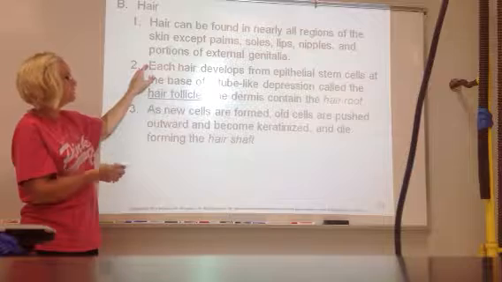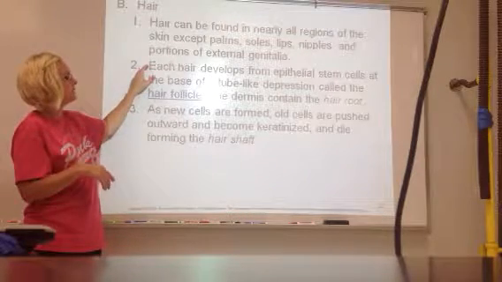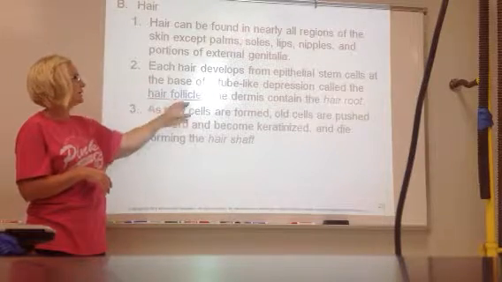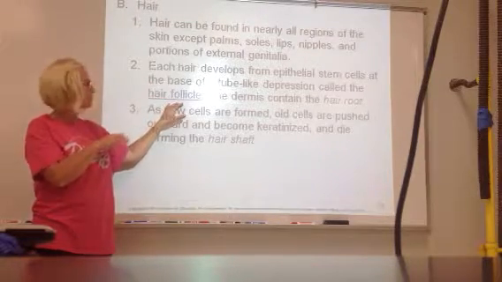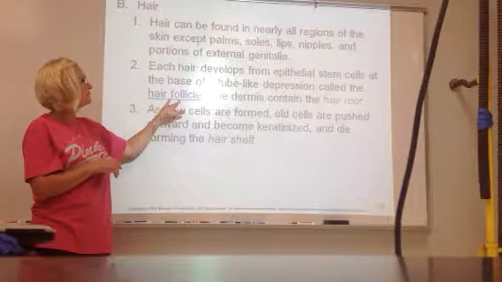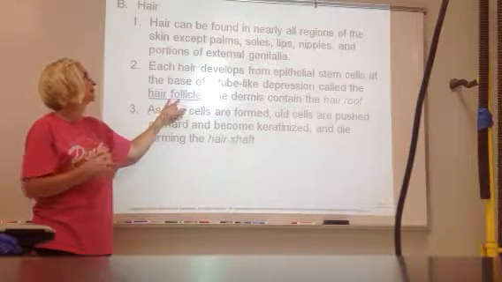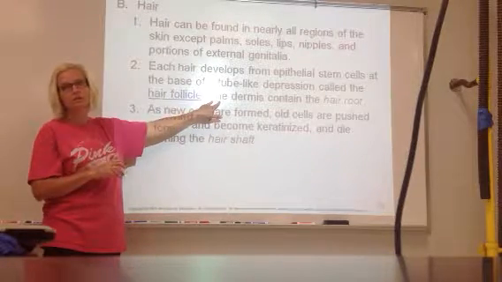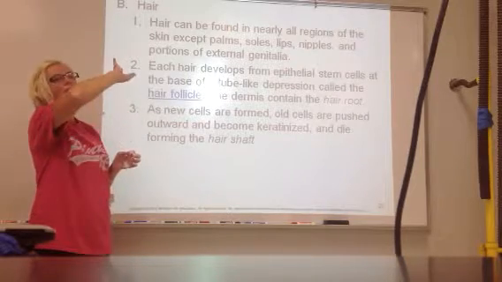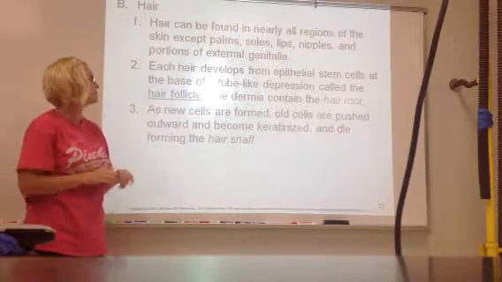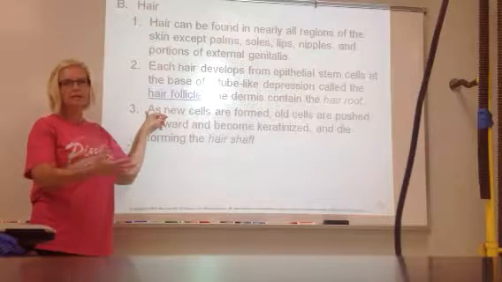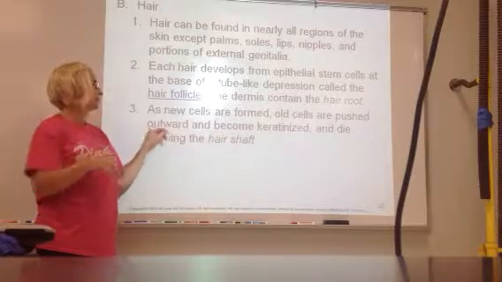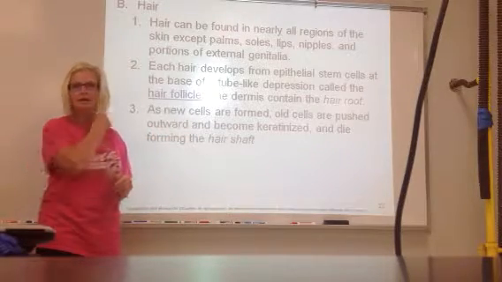So each hair, every individual hair, develops from epithelial stem cells at the bottom called the hair follicle. And we'll look at a picture of that. So the follicle is what holds that hair. And the dermis, the dermal layer, contains the root of your hair. And then it's going to come up through the epidermis and out. Here again, new cells are formed at the base. They're going to grow and be pushed out. As they come out, they keratinize, they die, and you have dead cells.